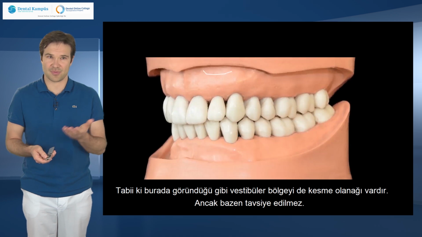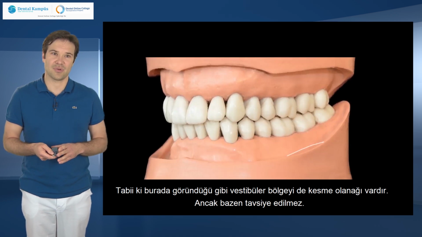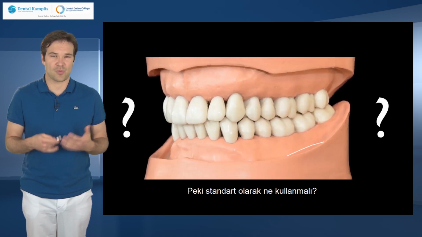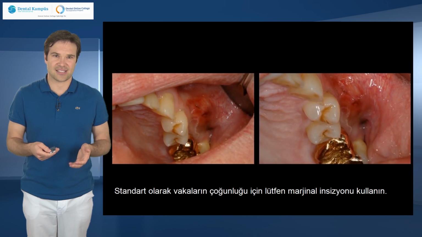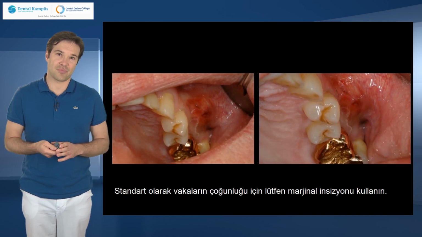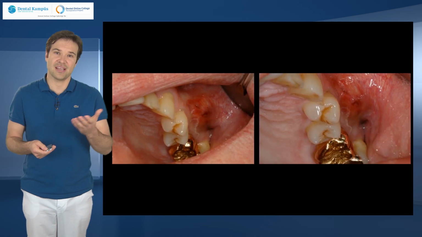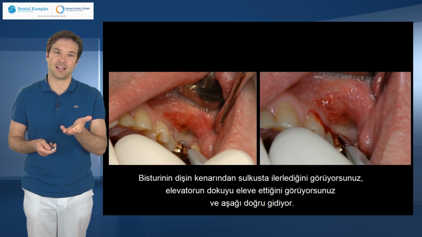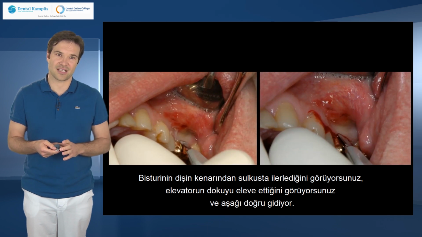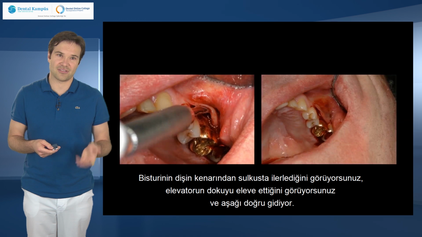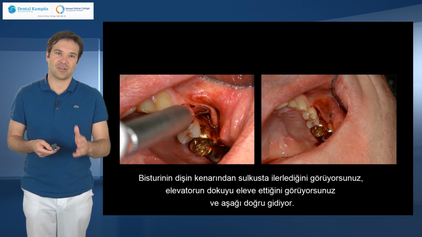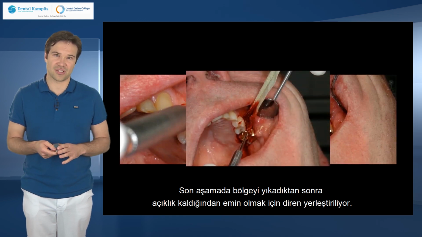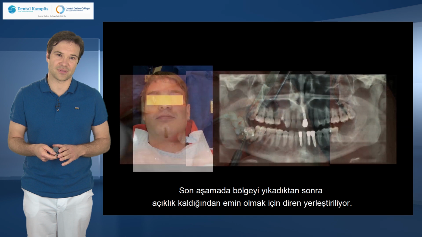Of course, it's also possible, as seen here, to cut in the vestibular area, but sometimes that's not that advisable. So what to use as a standard? As a standard, please use the marginal approach for most situations, as it's very easy to perform and very risk-free. You see the scalpel going next to the teeth and the sulcus. You see the raspatorium elevating it and going down, and the last step, after rinsing, is to put in a drainage to make sure it stays open.